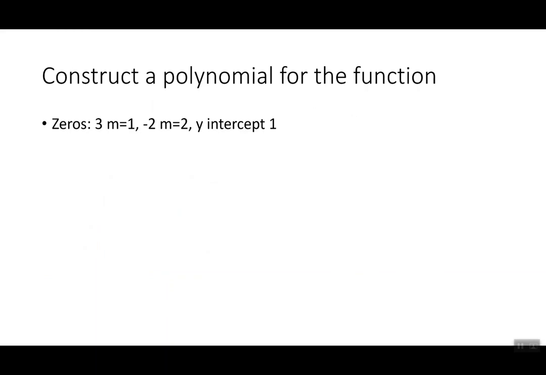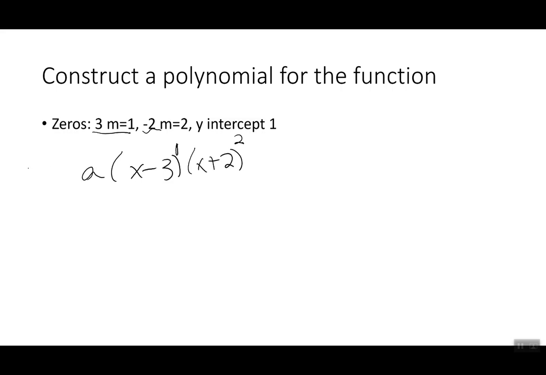Okay, let's do it without a graph. So without the graph, I'm telling you I have zeros of 3, which has a multiplicity of 1. I have a 0 at negative 2, which has a multiplicity of 2, and it has a y-intercept of 1. So kind of giving you the same information, but just in a different way. So having this 3 says x minus 3, the multiplicity of 1, there's my exponent. Negative 2 says x plus 2, the multiplicity is 2.